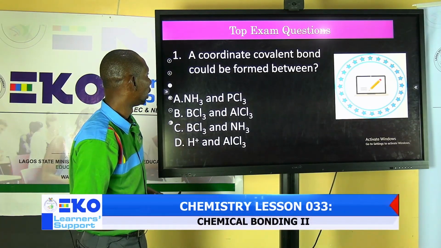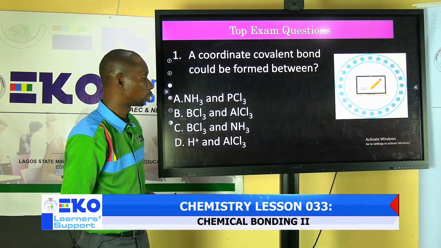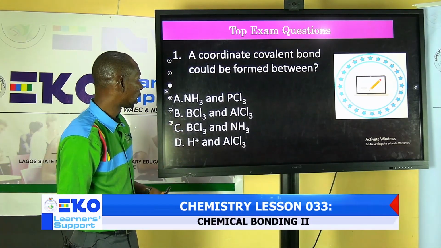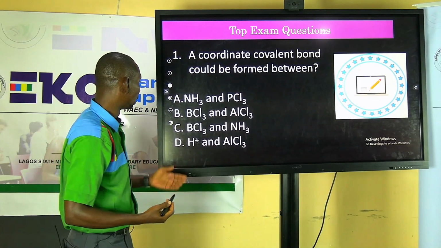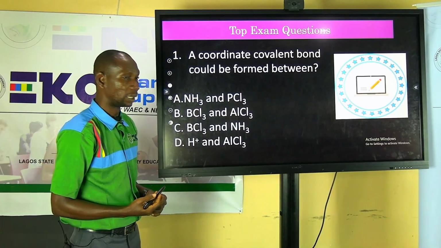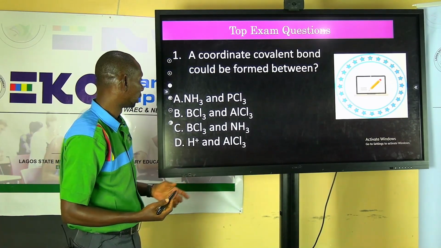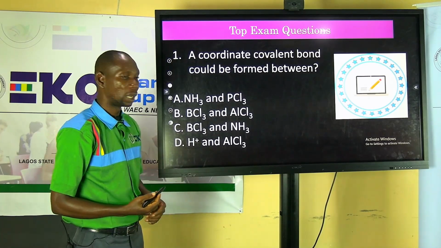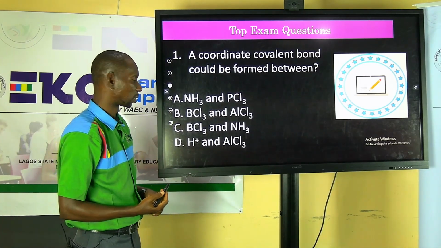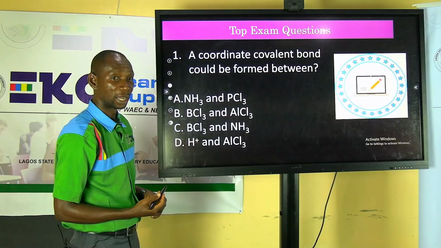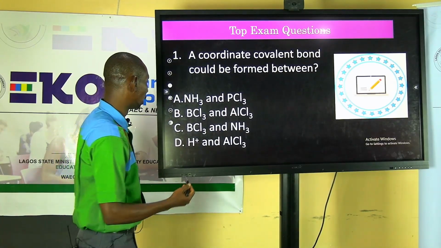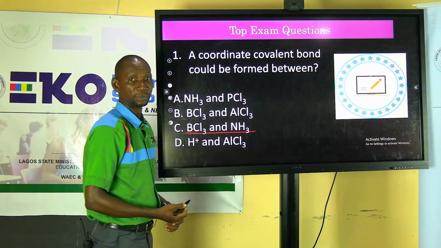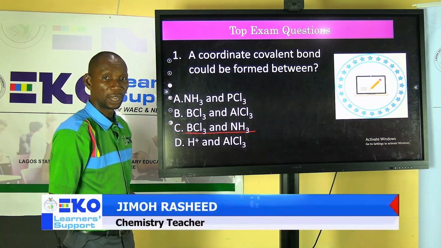A coordinate covalent bond could be formed between which of these pairs of compounds? Is it A, ammonia and PCl3, B, BCl3 and AlCl3, C, BCl3 and ammonia, D, hydrogen ion and AlCl3? The correct answer to this is actually BCl3 and ammonia. And the reason is not far-fetched.